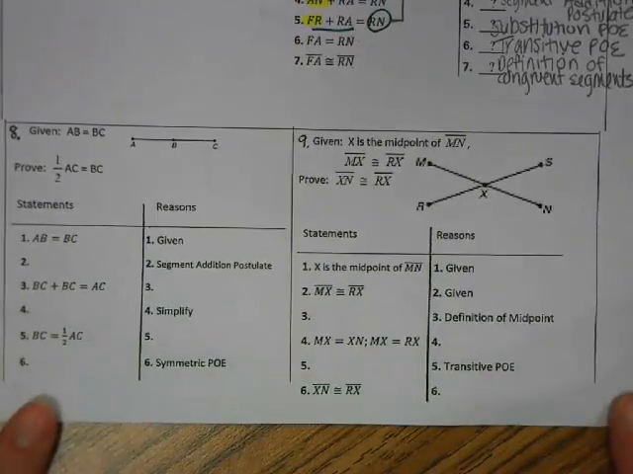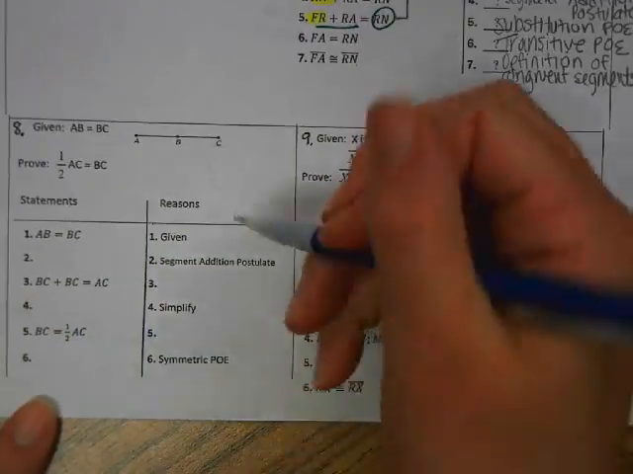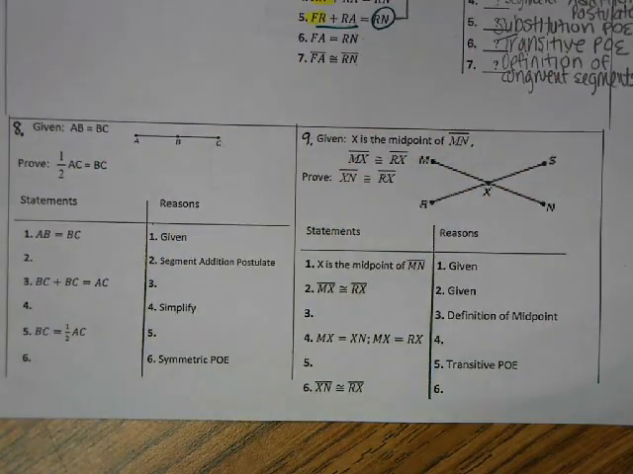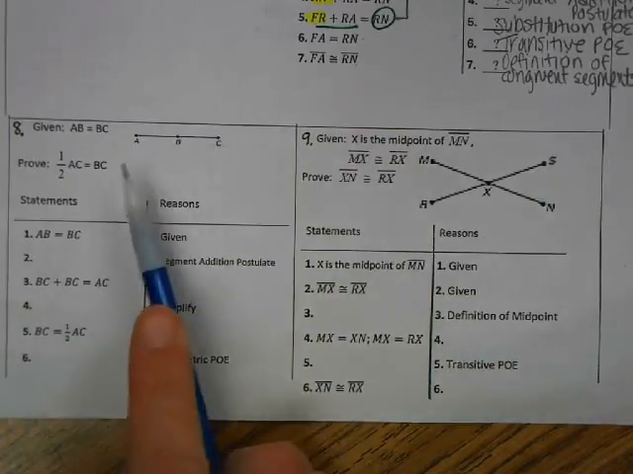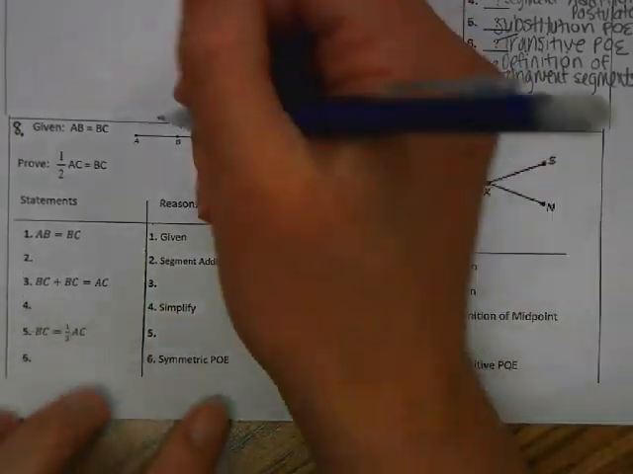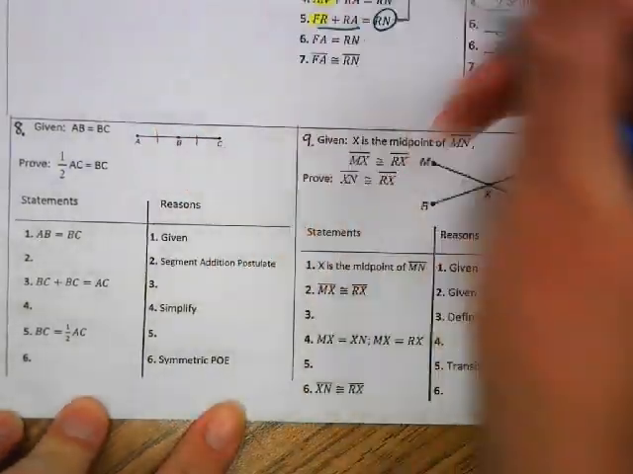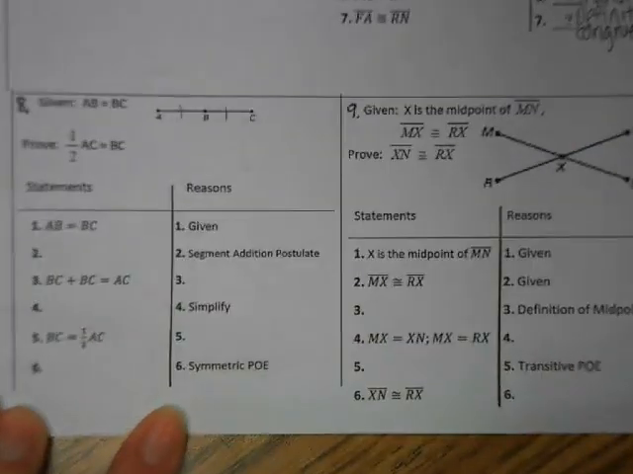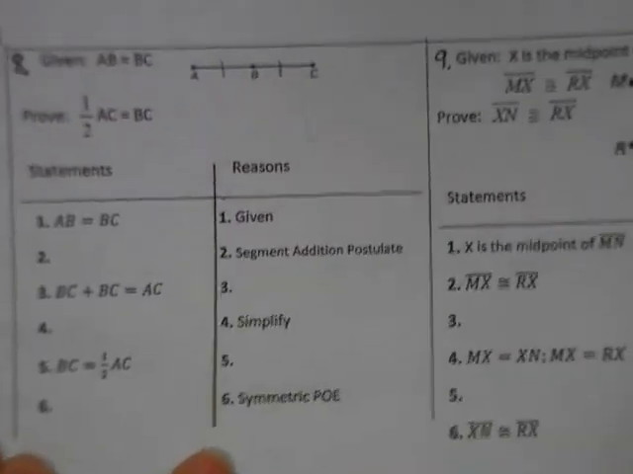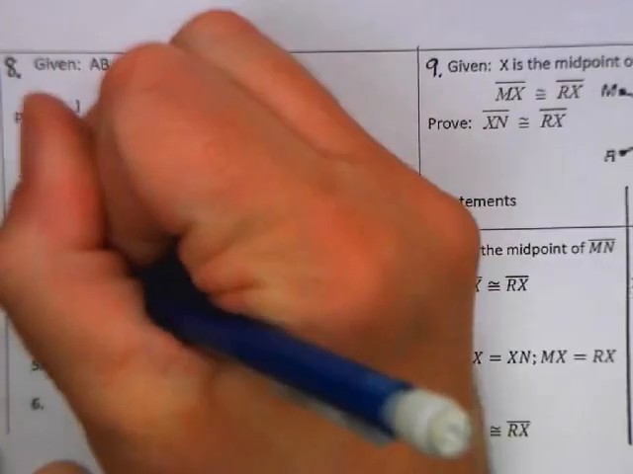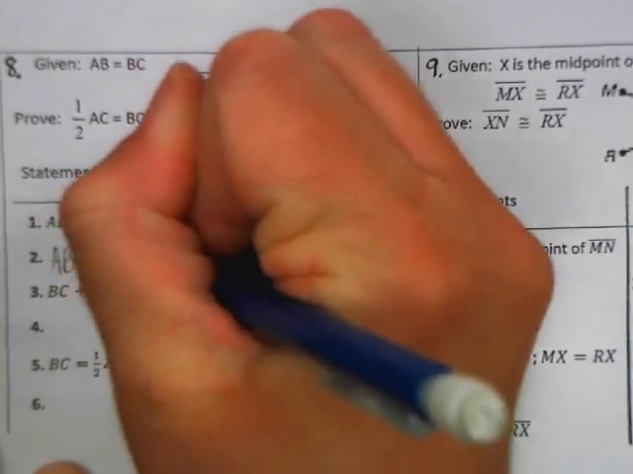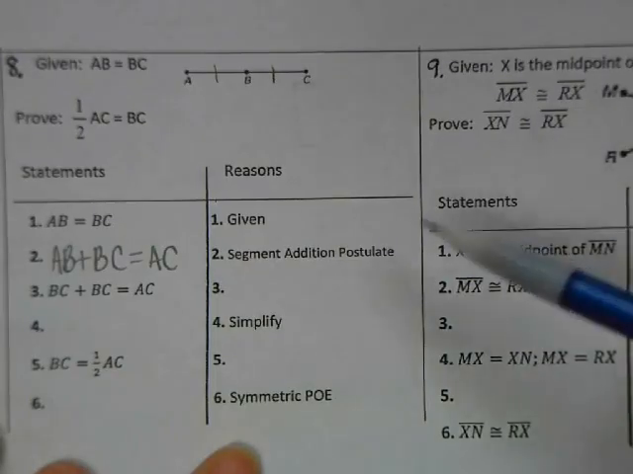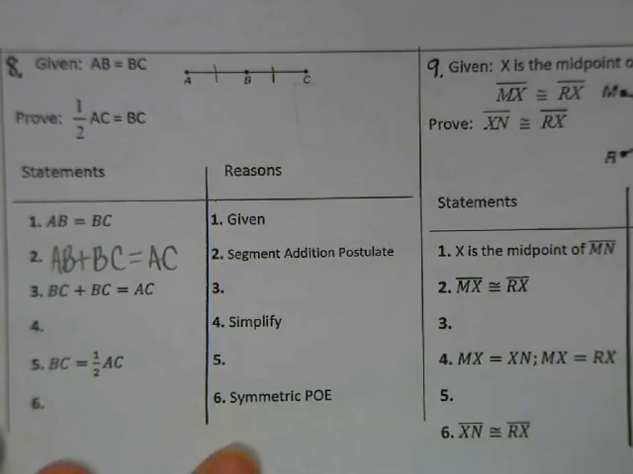Okay, numbers 8 and 9 are a little bit of a mixture. You're not just doing reasons. Sometimes you might have to fill in a statement. So number 8, you're given that AB and BC are equal. So using the segment addition postulate, you would do your part plus part equals whole. So you would say AB plus BC equals AC. That's your segment addition postulate for segment AC.